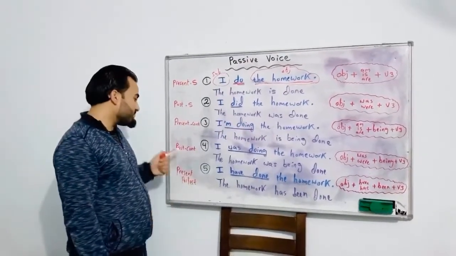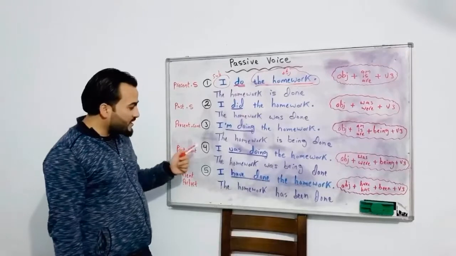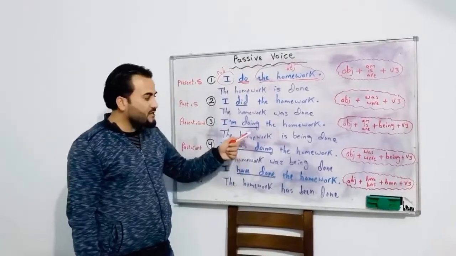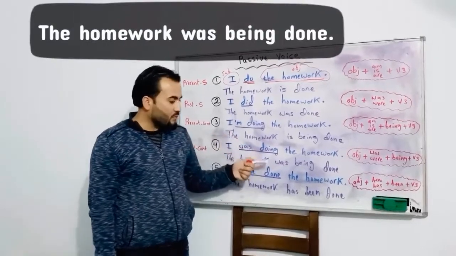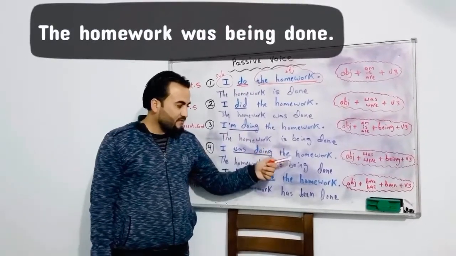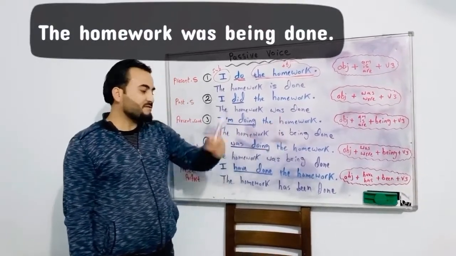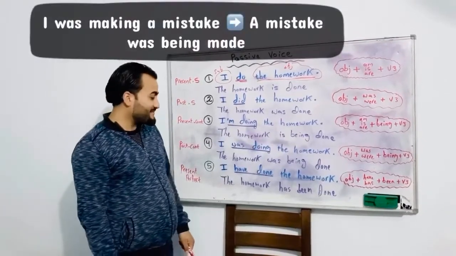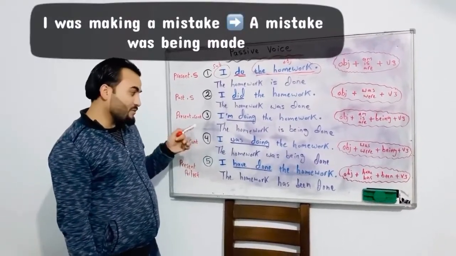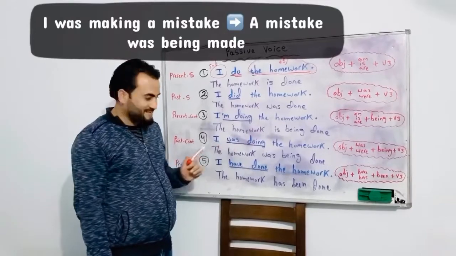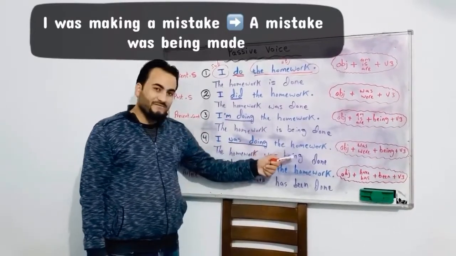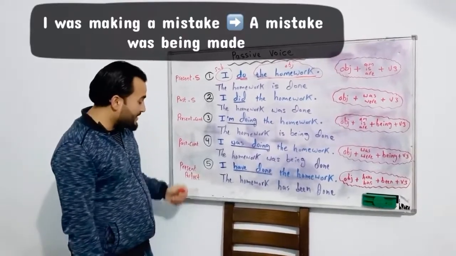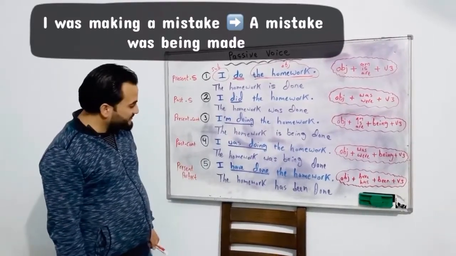Number 4, past continuous. I was doing the homework. The homework was being done. What about you? I was making a mistake. A mistake was being made. Very nice. Yes.